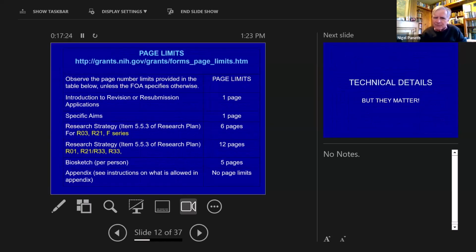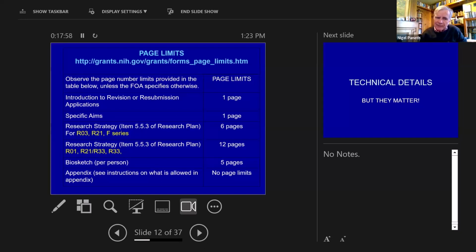Page limits. I want to give some technical details here. The first is page limits. The main thing to note is that the R03, R21, and others are basically 6 pages of text and 1 page of specific aims, whereas the R01s and some forms of the R33, I realize I didn't explain the R33, in fact, I can't remember exactly what it is, but anyway, it has, like R01s, a 12-page limit plus 1 page for specific aims.